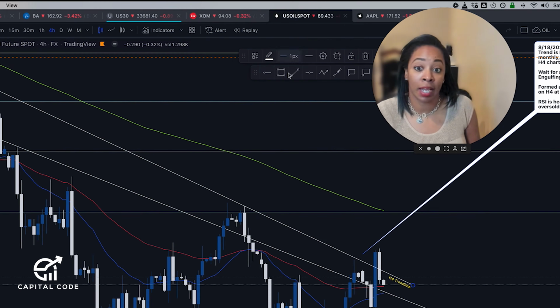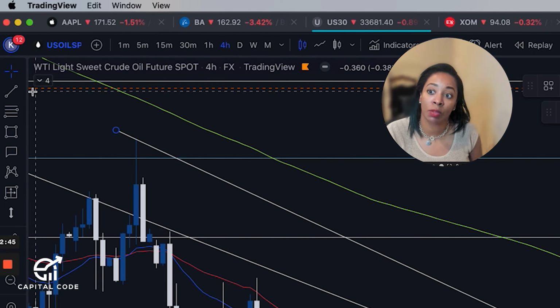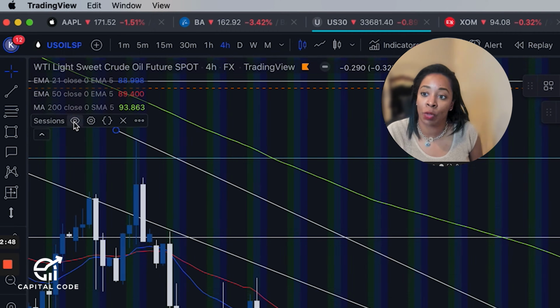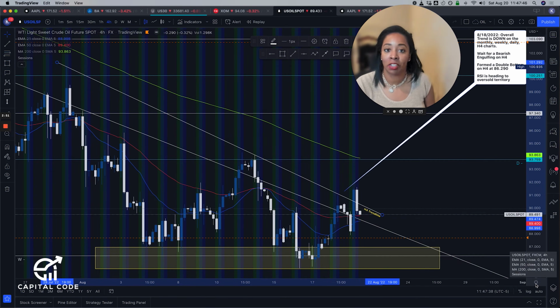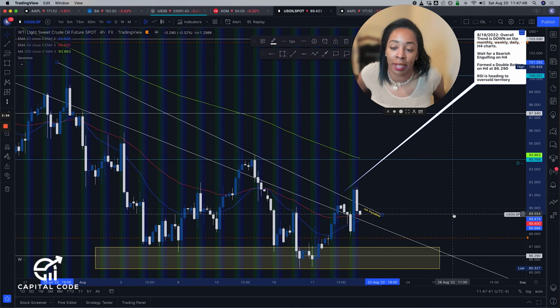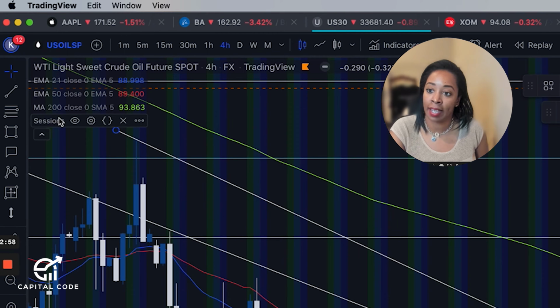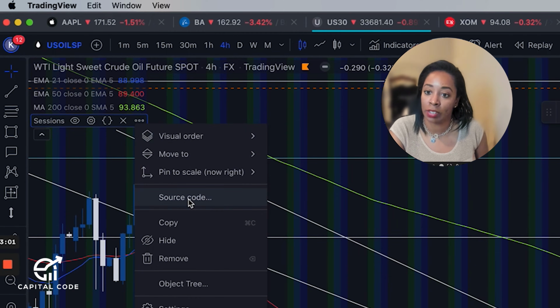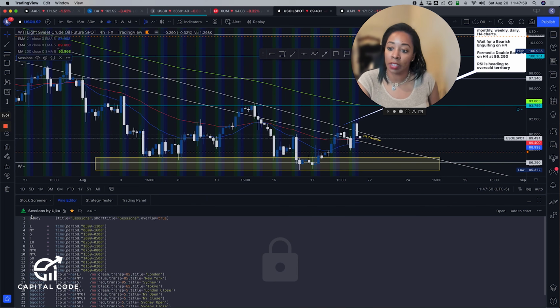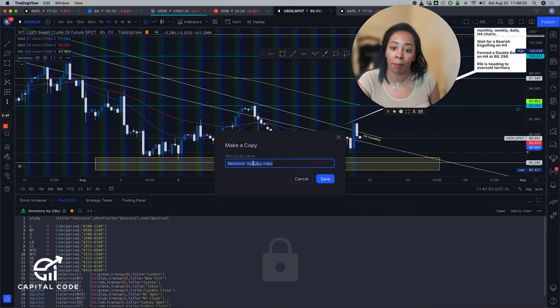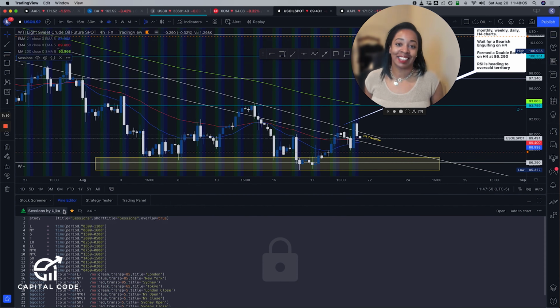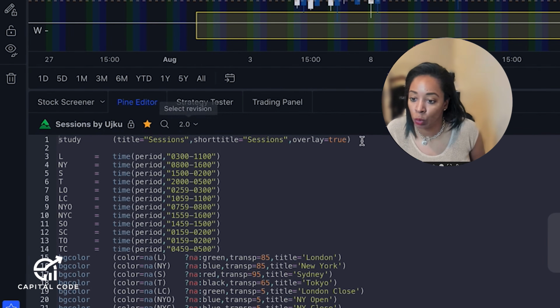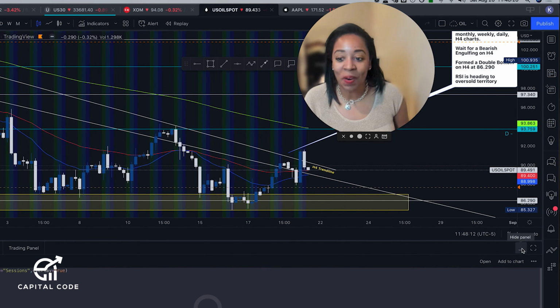But if we're looking at something like oil, or something in the Forex market, this is going to be really, really helpful. Now, I know that TradingView has their own sessions indicator, but I really don't like it just because it doesn't help me at all. But there's a sessions one, and let's take a look at it really quick. If we just go to the source code, you'll see the name of the sessions indicator that I'm using here. I haven't really found a better way to figure out which one it is outside of that and then just going into the indicators. But basically, it's sessions by Ujuku. Anyway, I really like this one.